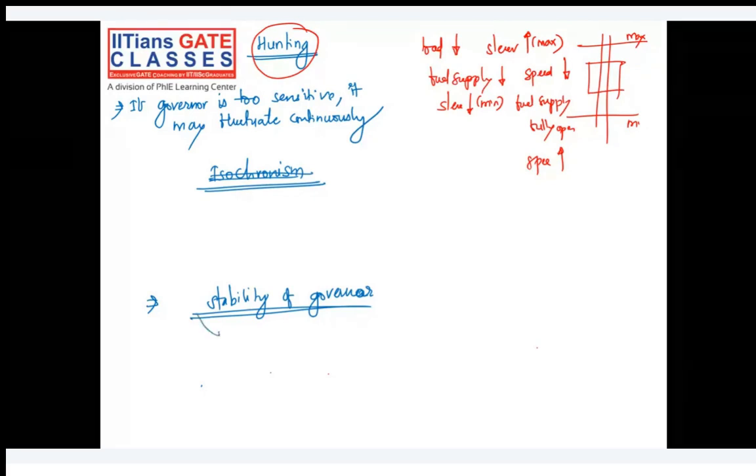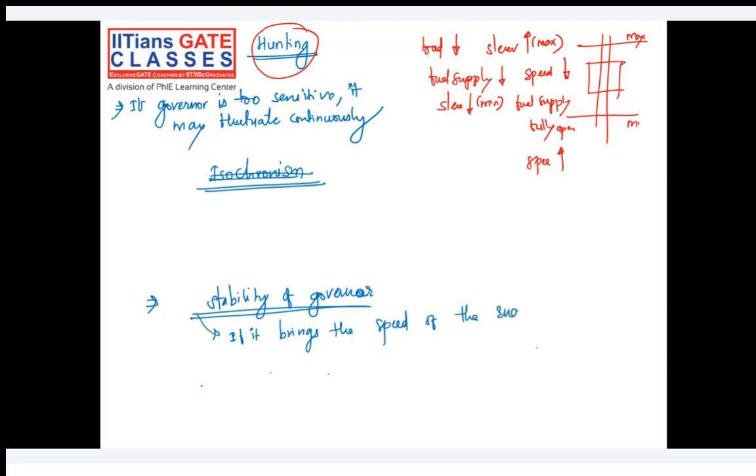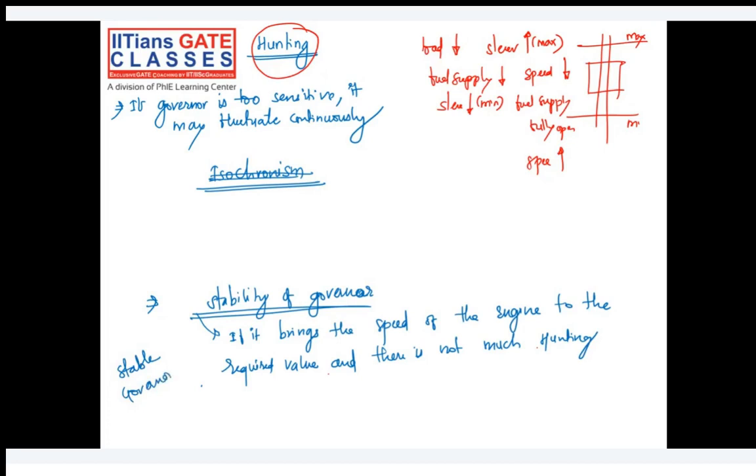A governor is said to be stable if it brings the speed of the engine to the required value, and there is not much hunting. Okay, then we call it a stable governor. This is the definition of a stable governor.